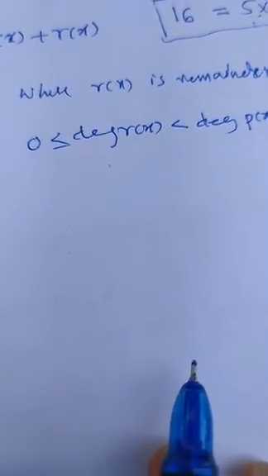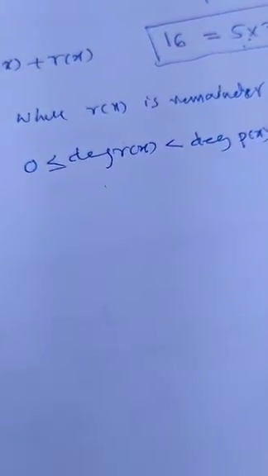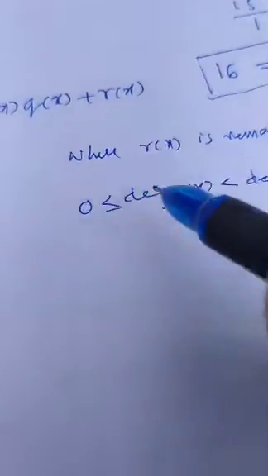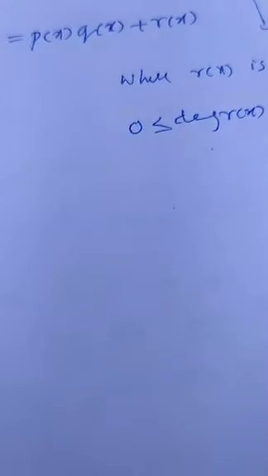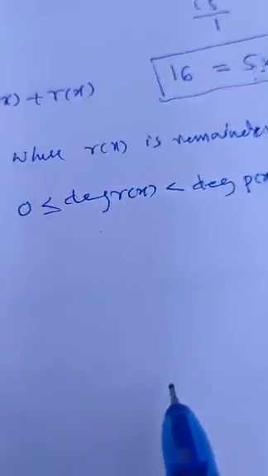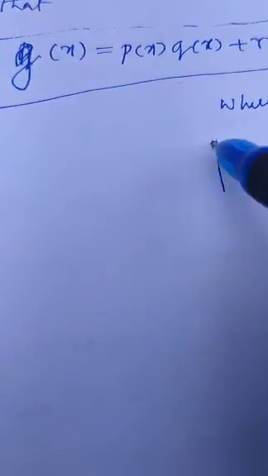The remainder polynomial may be 0, or its degree is less than the degree of p of x. Till then we have to divide the polynomials. So this is called the division algorithm for polynomials. You should remember this condition. This is important: the degree of the remainder polynomial always lies between 0 and the degree of the divisor polynomial.